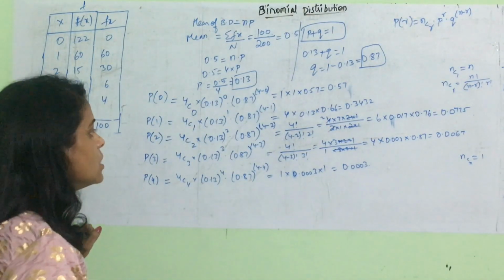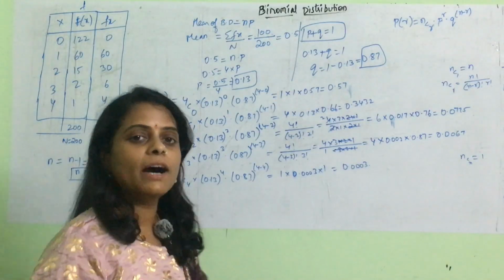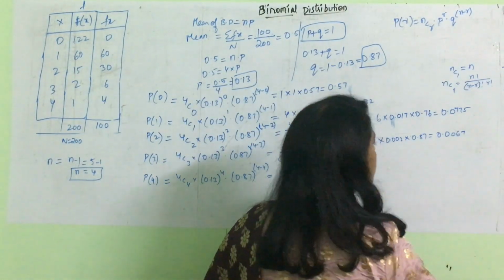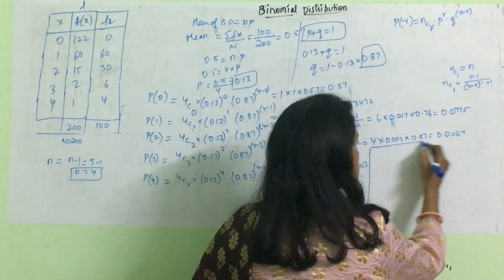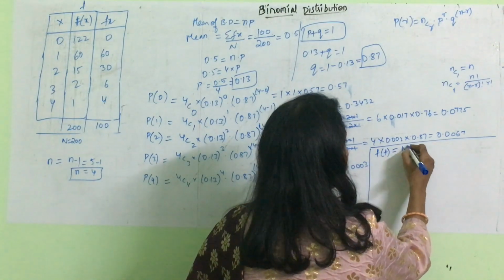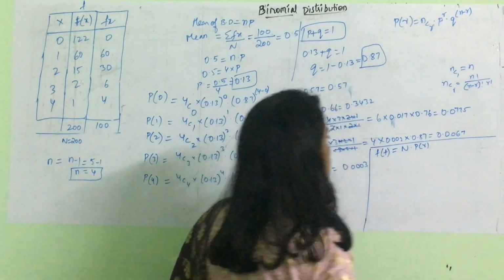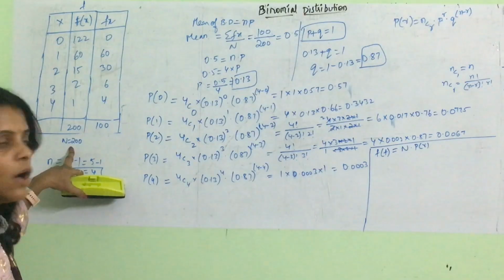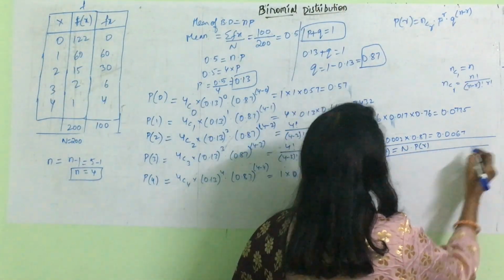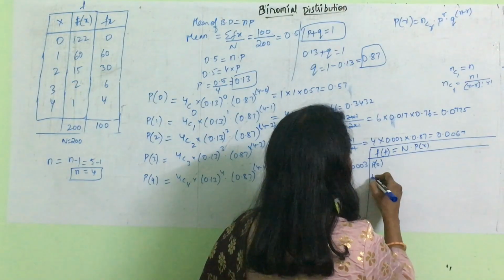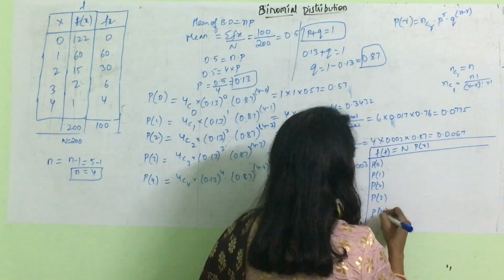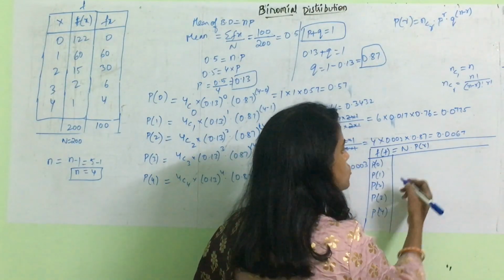Now what do we have to do? We have to fit the binomial distribution. So how do we fit the binomial distribution? We have a formula for that. That formula is f equals n into P(r). What is the n value we got? That is 200. 200 is the n value we got. So how do we do that? That is P(0), P(1), P(2), P(3) and P(4). So n into P(r).